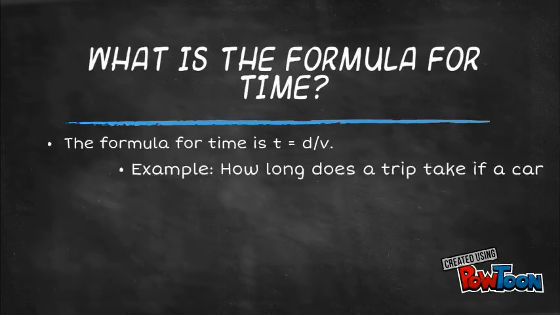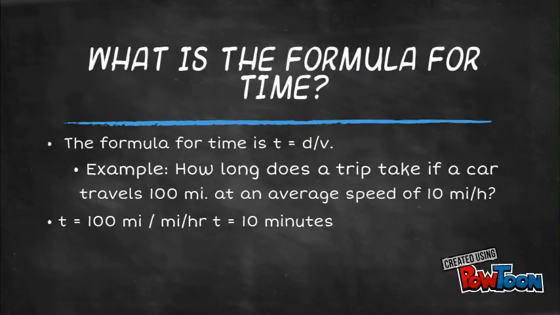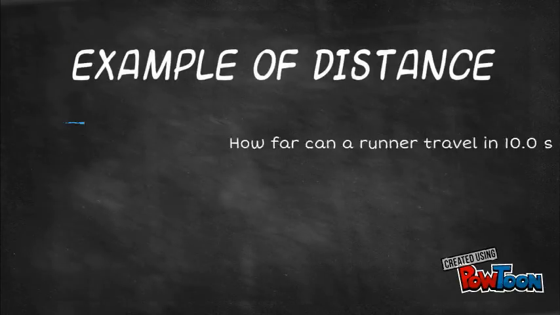What is the formula for time? The formula for time is T equals D over V. Example: how long does a trip take if a car travels 100 miles at an average speed of 10 miles per hour? T equals 100 miles over 10 miles per hour. T equals 10 minutes.